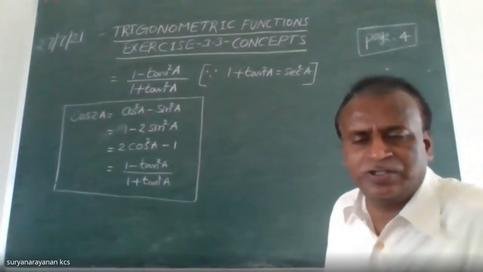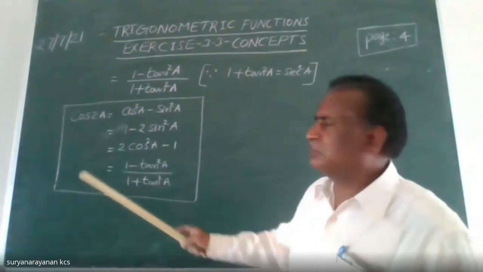Now, Juice, it's your turn. Cos 2A equal cos square A minus sin square A. Cos 2A equal 1 minus 2 sin square A. Cos 2A equal 2 cos square A minus 1. Cos 2A equal 1 minus tan square A divided by 1 plus tan square A. Very good, my dear Juice.